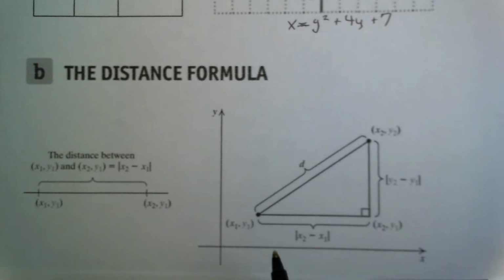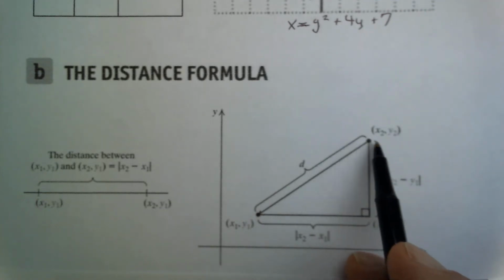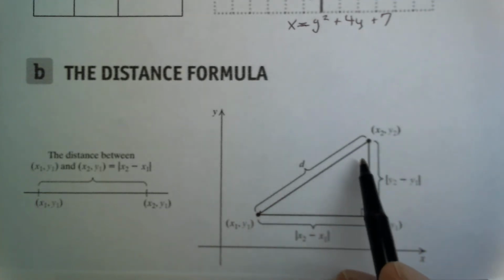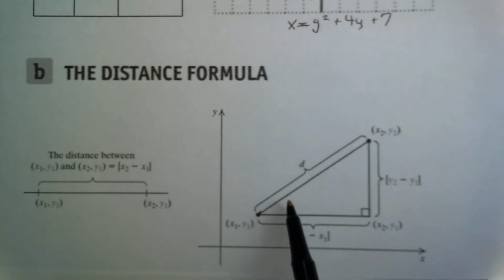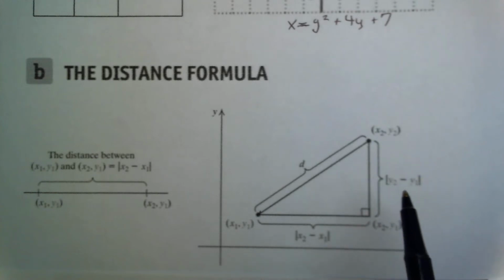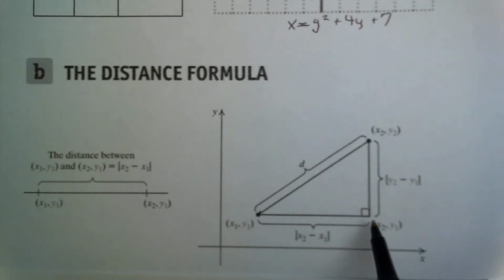Next is the distance formula, where we have two points in the xy coordinate plane. x sub 1, y sub 1 is here, and x sub 2, y sub 2 is here, and d is the distance between the two points. And so it's often important to know what the distance is. This vertical distance is y sub 2 minus y sub 1. And this horizontal distance is the absolute value of x sub 2 minus x sub 1. And then we can apply the Pythagorean theorem to determine what d is.